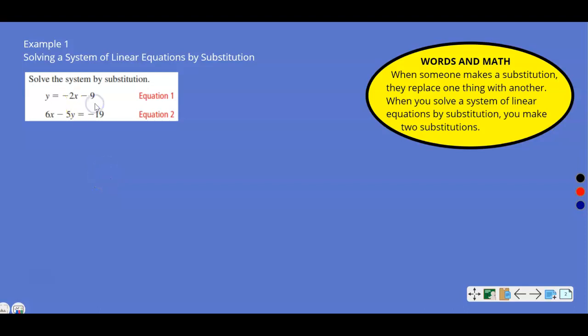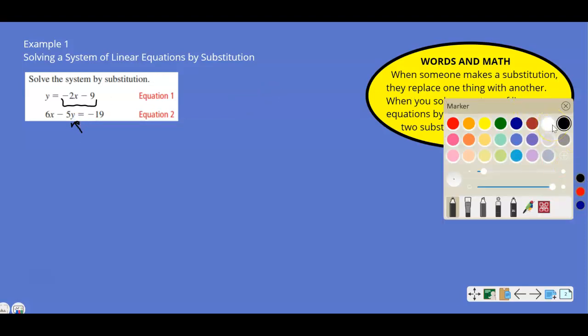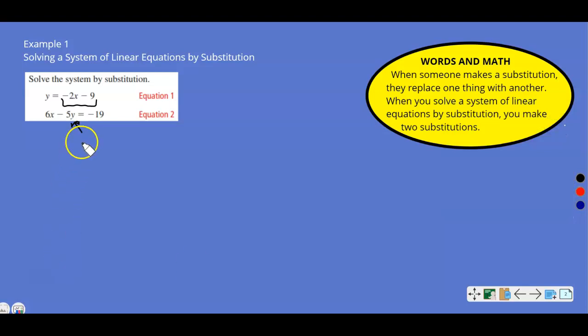So I can take this part right here and I can plug it into my y value in my other equation. So we're going to substitute negative 2x minus 9 into the y for the second equation. So if we do that, we're going to have 6x minus 5. In place of y, we're going to put negative 2x minus 9. And then the rest of this equation is equal to negative 19.